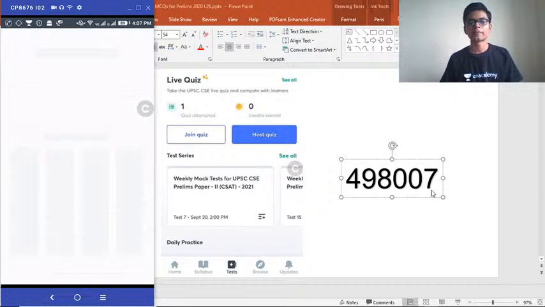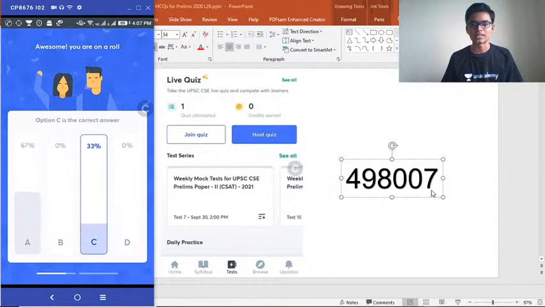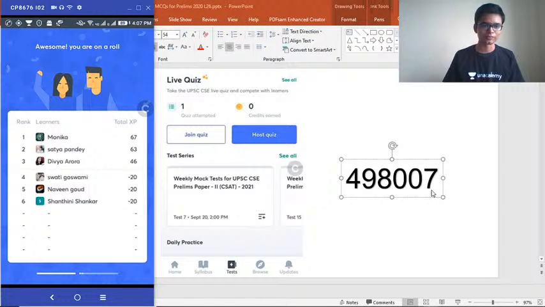Yeah, time's up. Correct answer is option C, 33% getting that. Very good. Monica at the top, followed by Satya and Divya.